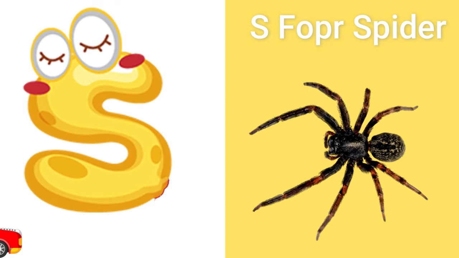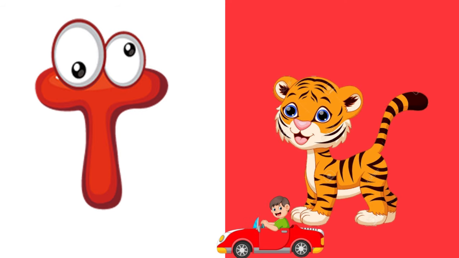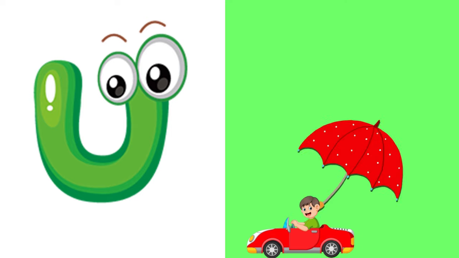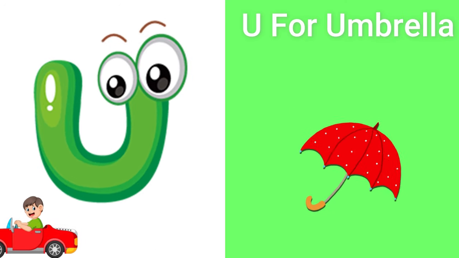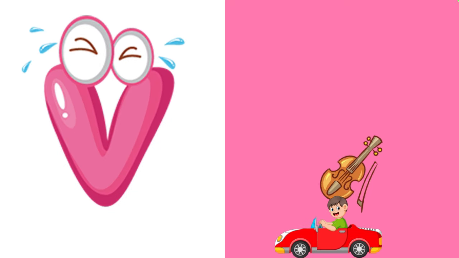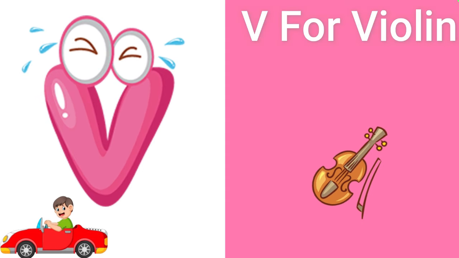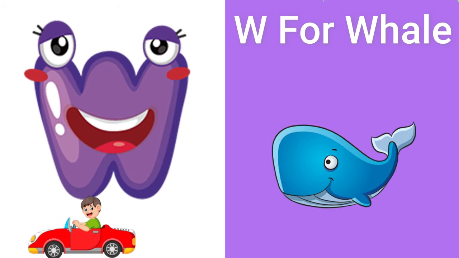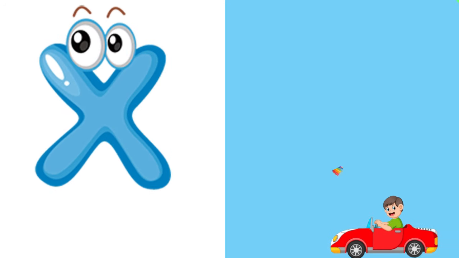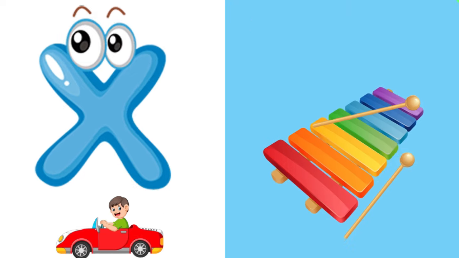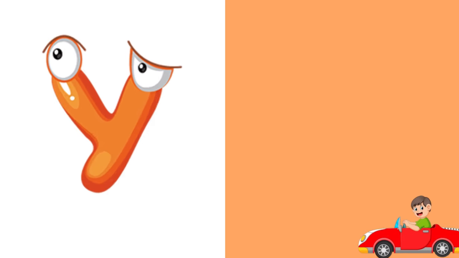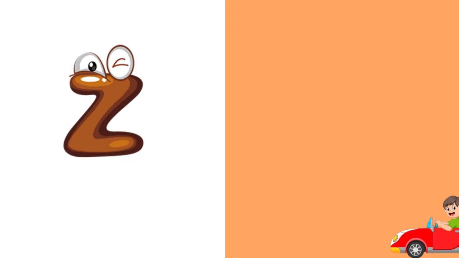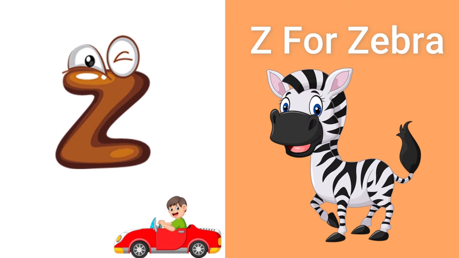S is for spider. T is for tiger. U is for umbrella. V is for violin. W is for whale. X is for xylophone. Y is for yo-yo. Z is for zebra.